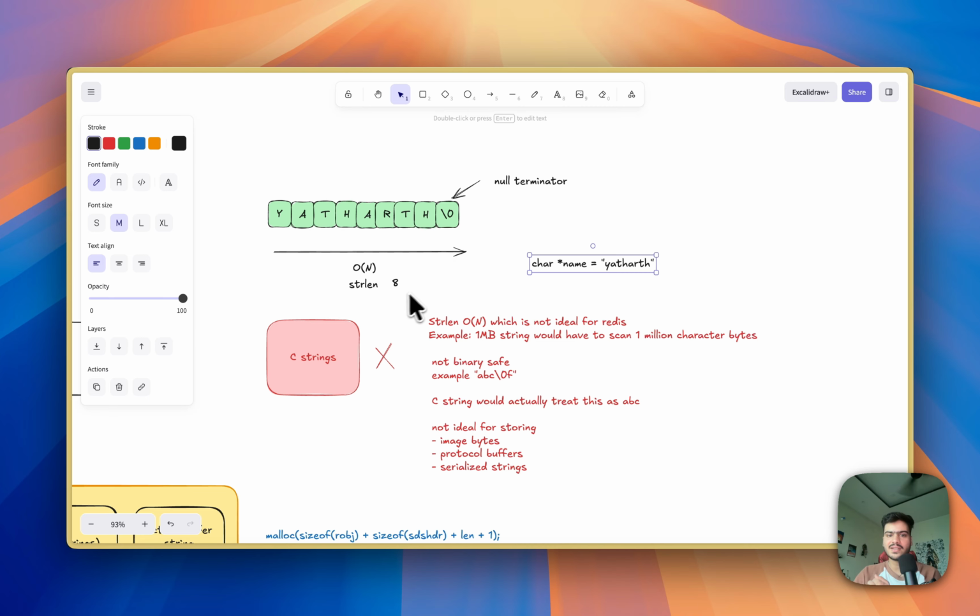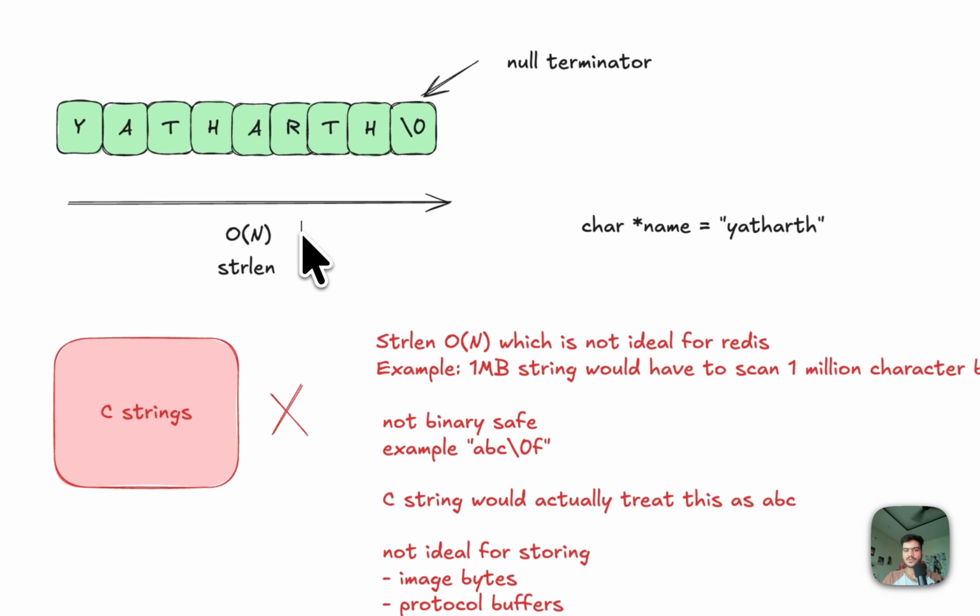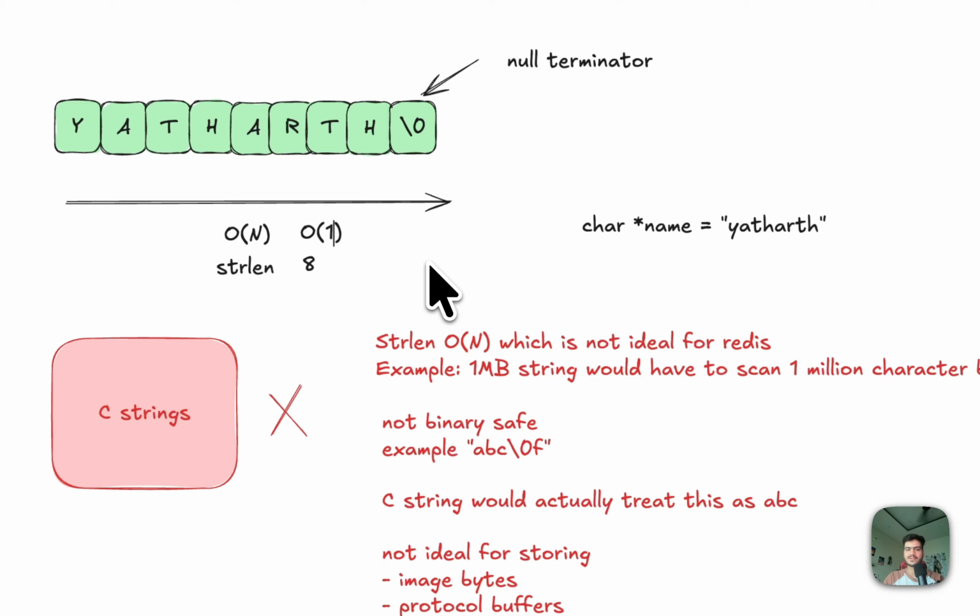So the first limitation is getting the length of this particular string. In C language, whenever you want to get the length of a string, that would take O(n) time, right? So that is not efficient and scalable from Redis's point of view. Why? Because Redis has to deal with millions and billions of string values, right? So it's not ideal if you want to get the length of that string and it has to be O(n). That's why this is the first limitation of C strings.